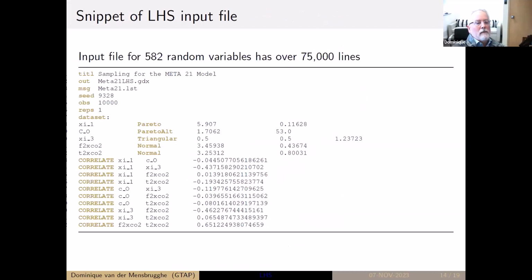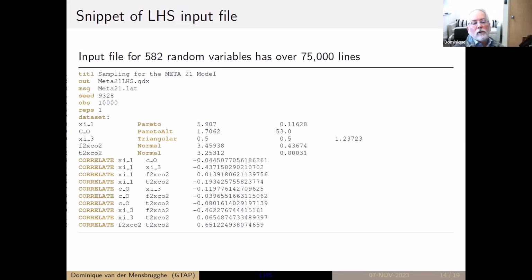Here's a snippet of the input file. So the output file, I'm going to ask for a GDX. Again, you can ask for 1 to 5 output options. You can set the seed and then set the number of observations. You can also have more than one replication. Here, we're just going to ask for 1.